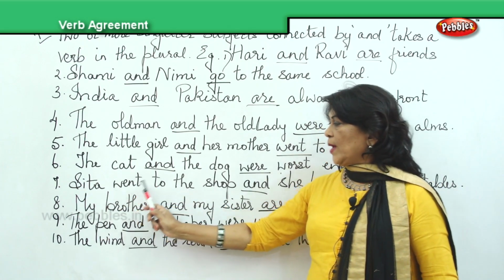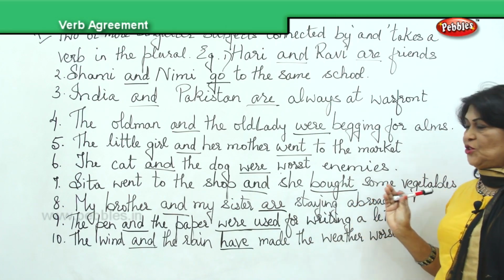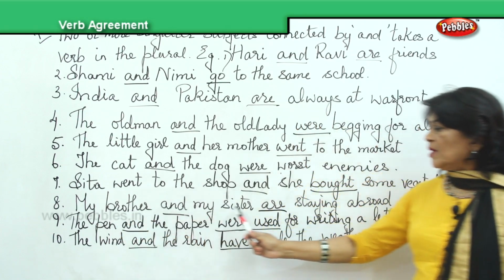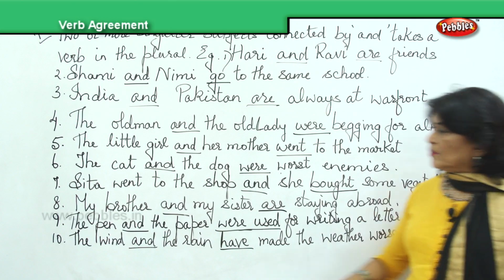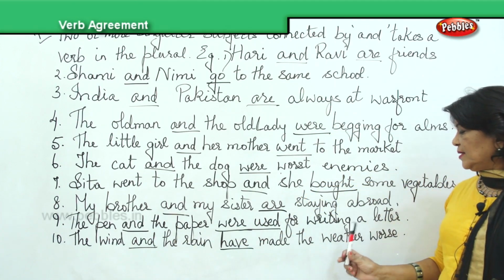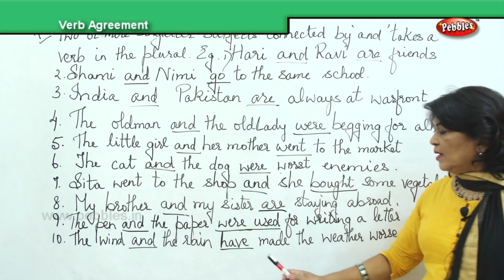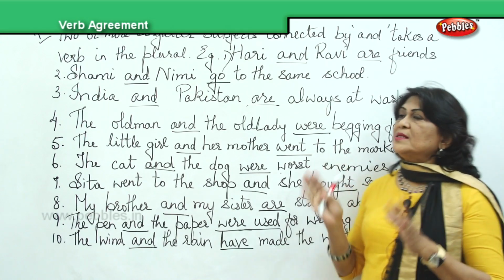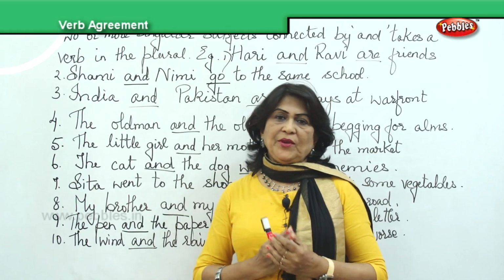Sita went to the shop and she bought some vegetables. My brother and my sister are staying abroad. The pen and the paper were used for writing a letter. The wind and the rain have made the weather worse. Okay, this is rule number 1 of the subject-verb agreement.